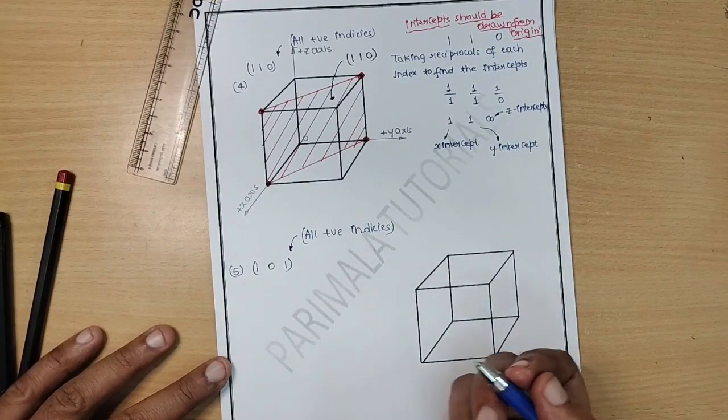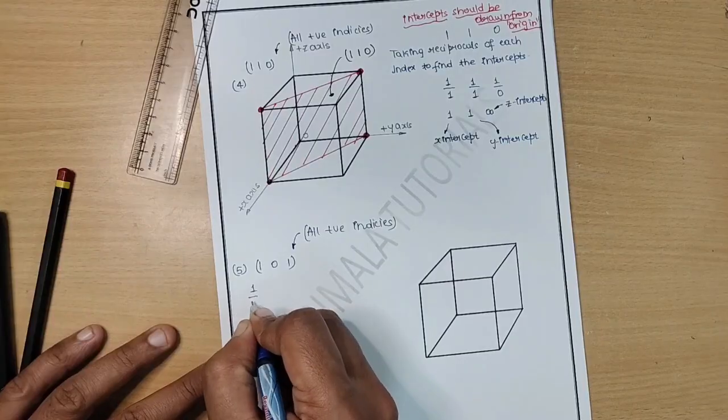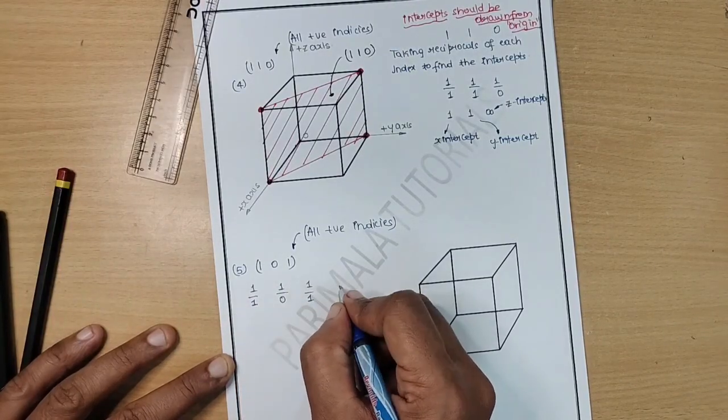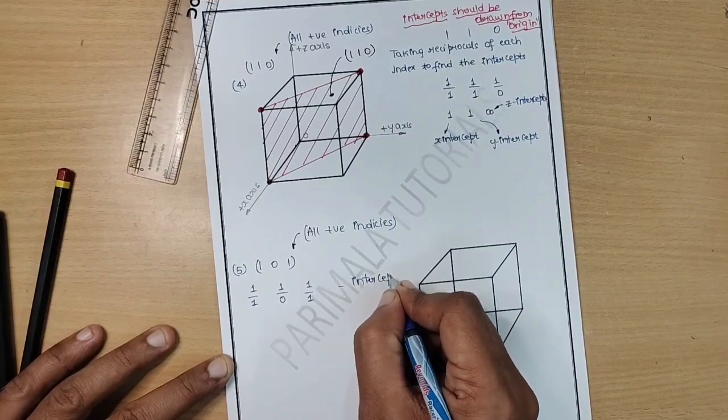Now I will not write it in words. I think you can understand. So this would be 1 over 1, this would be 1 over 0, and this would be 1 over 1. So this is to find the intercepts.